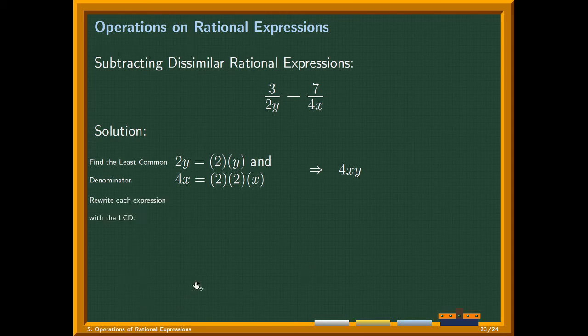Next step is to rewrite each expression with the LCD. Ang purpose ani is to make the dissimilar rational expression into similar rational expression using the common denominator between the two, no? And see to it that they must be equal to the original. So, sayon ra kayo. Okay? Now, 3 over 2y minus 7 over 4x is equals to.